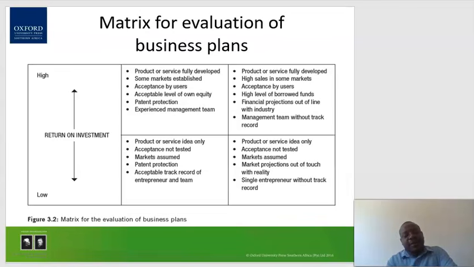This is still the matrix for evaluation of business plans. It is important for you to go through it and also to read it in your textbook. It's figure 3.2.